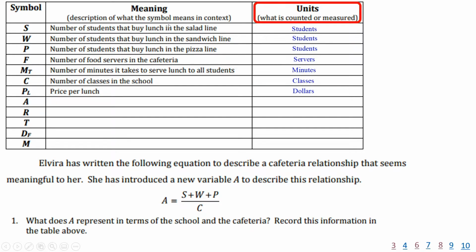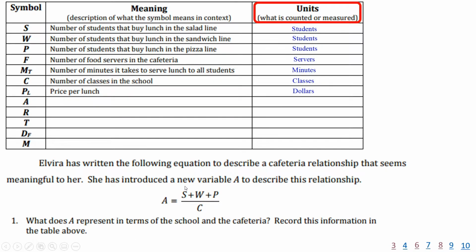Okay, so Elvira has written the following equation to describe a cafeteria relationship that seems meaningful to her. She has introduced a new variable, A, to describe this relationship. And notice that A is the next symbol in our table right there. So A equals the quantity S plus W plus P divided by C. So I wonder what A means right there then. Let's think about that. What does A represent in terms of the school and the cafeteria? Record this information in the table above.